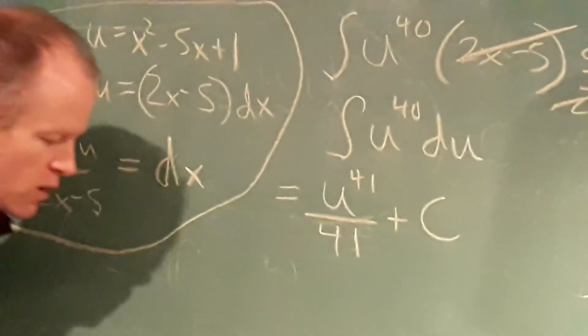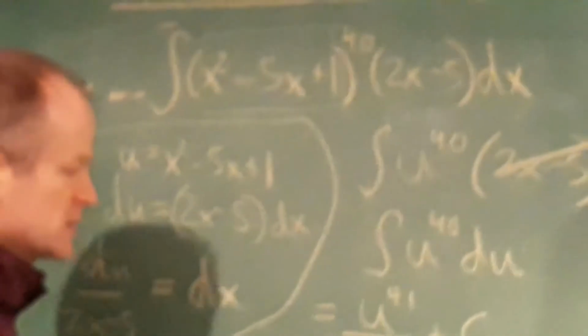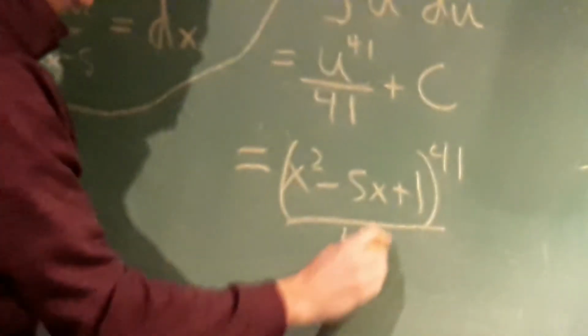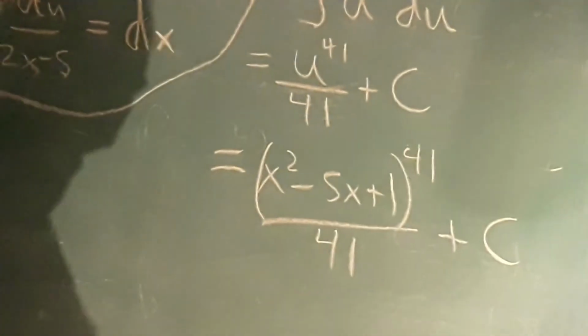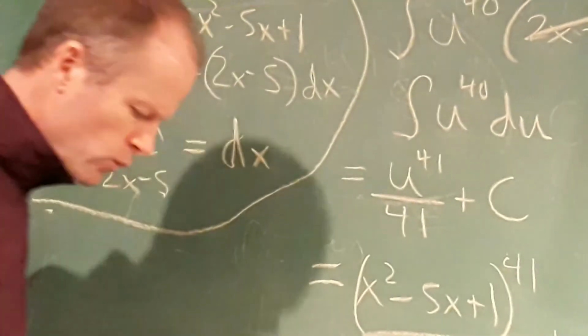So if we keep going here, this would be equal to, so I'm going back to what u is in this one. It's x squared minus 5x plus 1. So this is all to the 41st, all over 41 plus a constant. So that's the third example.